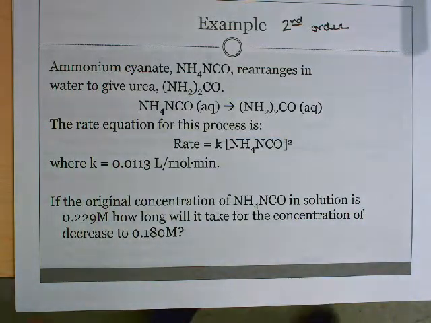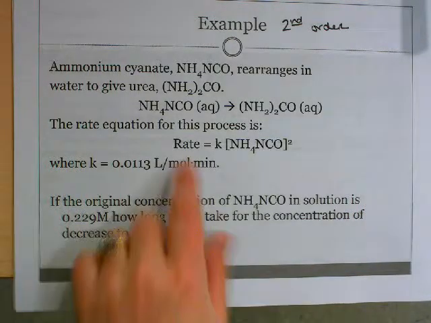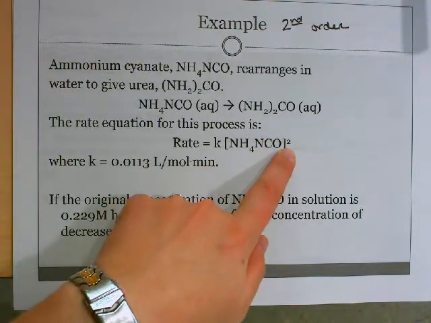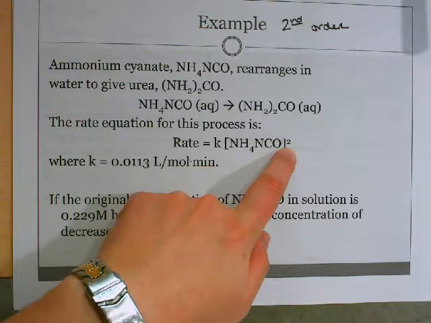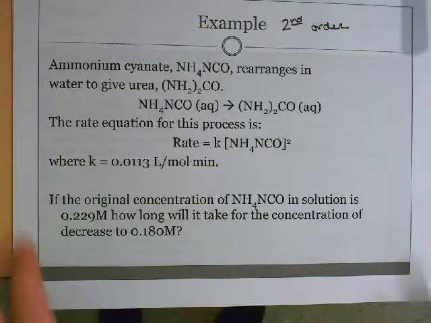Alright, so let's do a second order practice problem, and then we'll practice interpreting some graphs. Alright, let's say I have ammonium cyanate, which in water rearranges to give urea. The rate equation for this process is given, rate equals K. If it's a 2, what should that immediately in your head be? Second order, right? Second order. And I have a K value given.